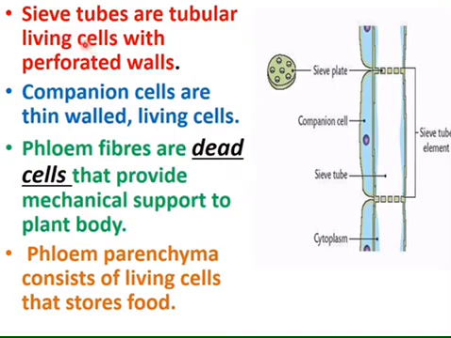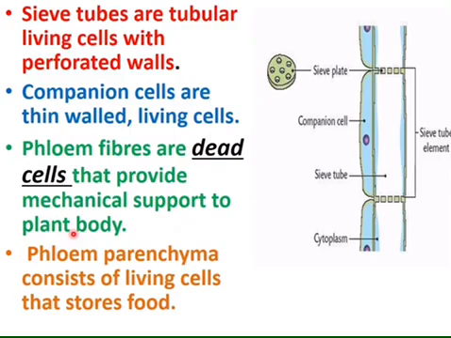First is sieve tubes. Sieve tubes are tubular living cells with perforated walls. Perforated means the walls have small pores on them, and it is also tubular in structure, and these are living cells. So these are the first component which is living in the phloem tissue. Second is companion cells, which are also thin walled and living cells. And third is phloem fibers, which are dead cells, and that provides again mechanical support to the plant body.